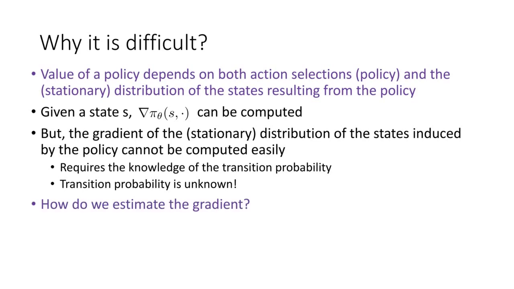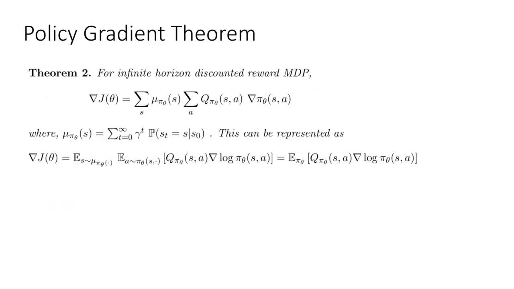So how do we estimate the gradient? That is why this theorem, called the policy gradient theorem, which came around the same time from multiple groups, made a big breakthrough in reinforcement learning algorithms. So this is a little dense, so let me try to parse this. For an infinite horizon discounted MDP, that is our setting, the gradient is written like this: sum over S, mu pi theta of S, sum over A, q pi theta of SA, and gradient of pi theta of SA.